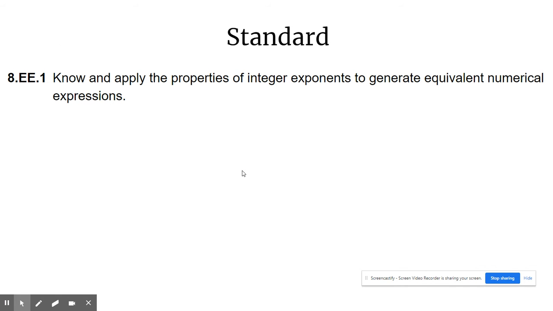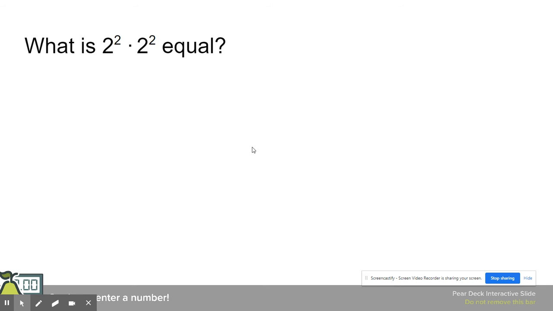Okay, now to go with today's lesson. Know and apply the properties of integer exponents to generate equivalent numerical expressions. What is 2 squared times 2 squared equal? Hopefully you came up with 4 times 4, and you got 16. What is 2 squared times 2 to the 3rd equal? Well, 2 squared is 4. 2 to the 3rd is 8. 4 times 8 would be 32.